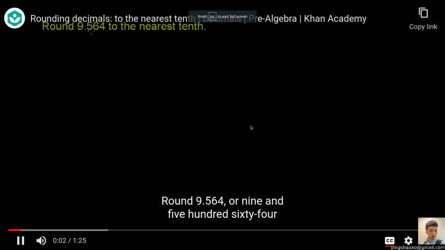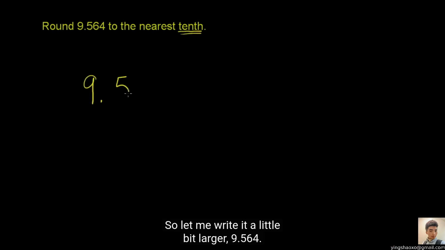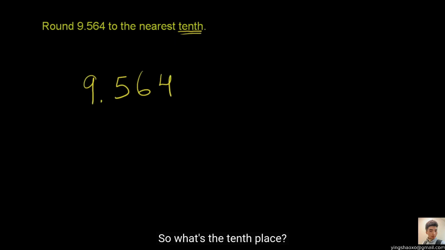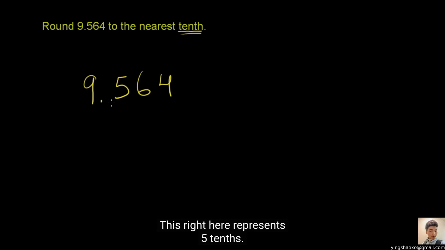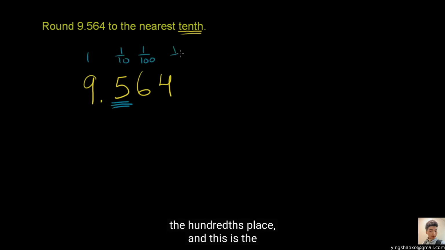Round 9.564, or 9 and 564 thousandths, to the nearest tenth. So let me write it a little bit larger. 9.564. And we need to round to the nearest tenth. So what's the tenths place? The tenths place is right here. This right here represents 5/10. This is the ones place. This is the tenths place, the hundredths place, and this is the thousandths place right here. So we need to round to the nearest tenth. If we round up, this will be 9.6. If we round down, this will be 9.5.